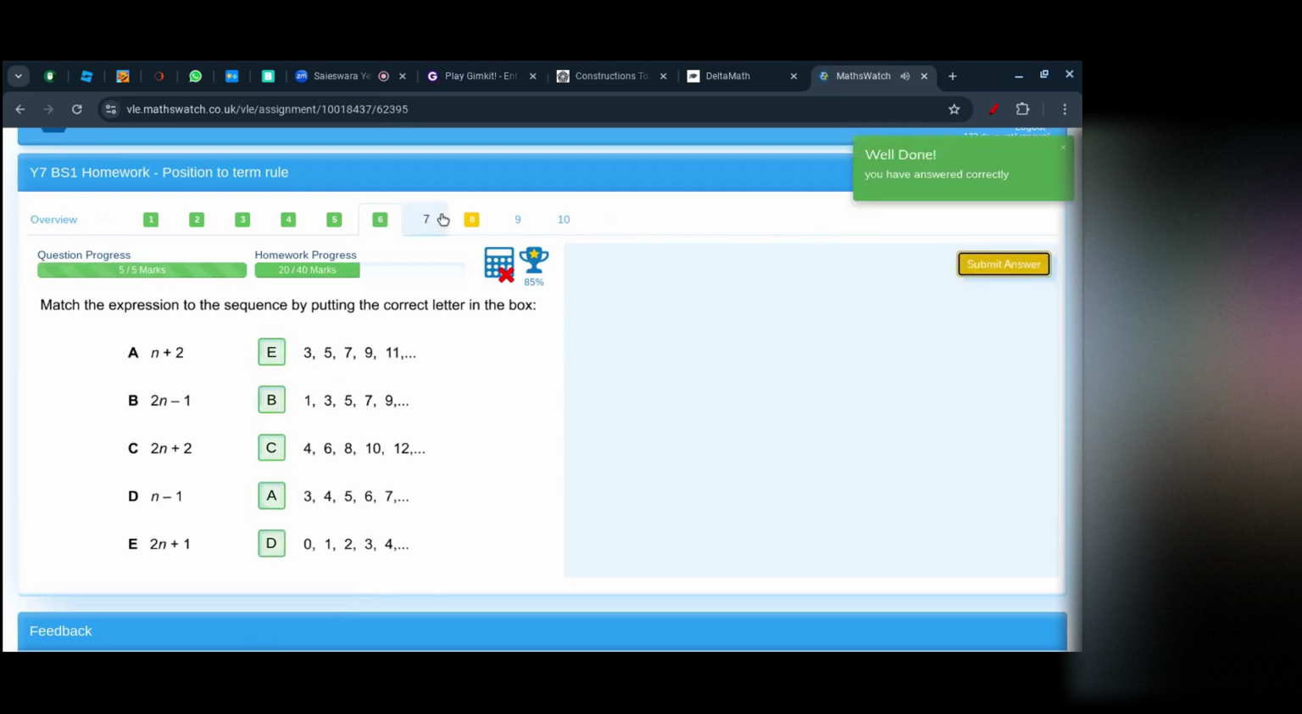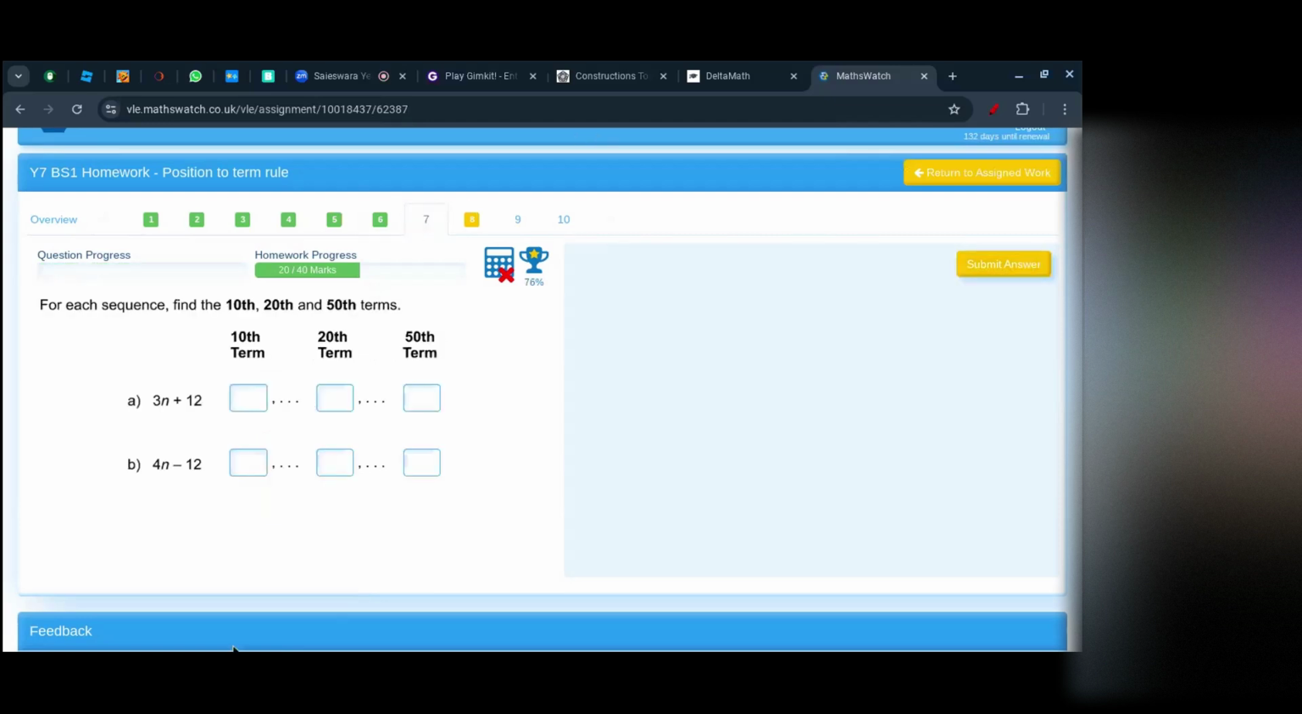I calculated it. Very good. Because this one is m, then you have to plus 1, then plus 2. So it should be adding by 1 always. Yes. You can plug in the values 10, 20, 50.